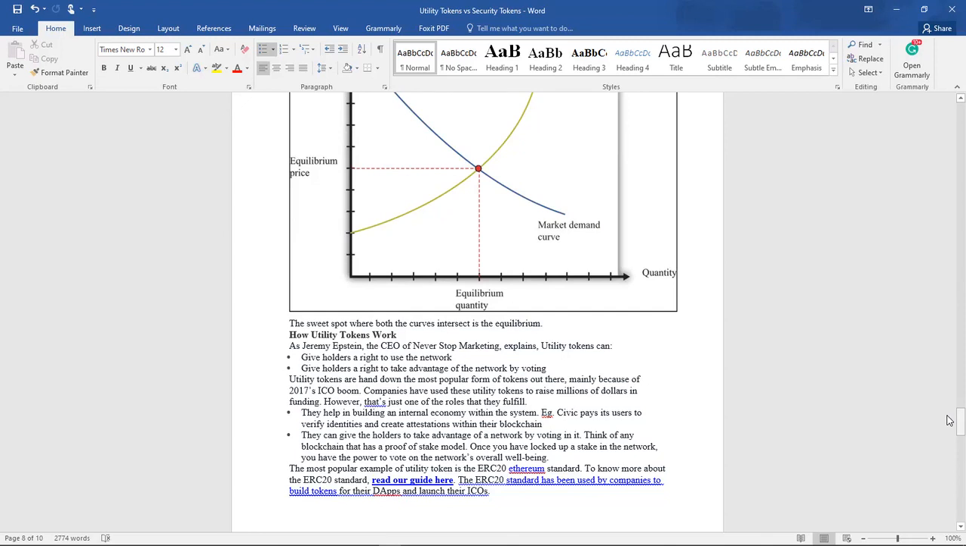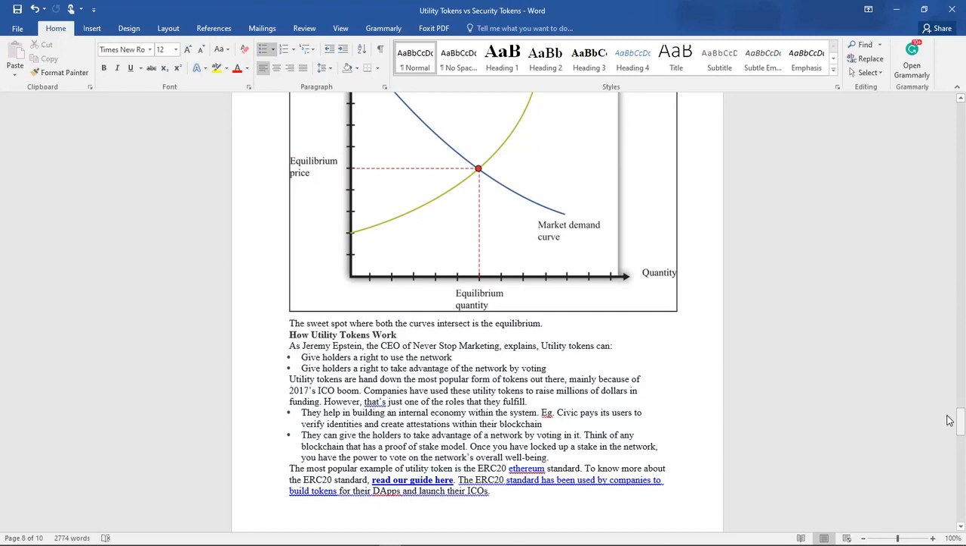They can also give holders the ability to take advantage of a network by voting in it. Think of any blockchain that has a proof of stake model. Once you have locked up a stake in the network, you have the power to vote on the network's overall well-being. And mostly that's what most blockchains are doing. They are giving you the right to vote on different proposals and different amendments on the blockchain.